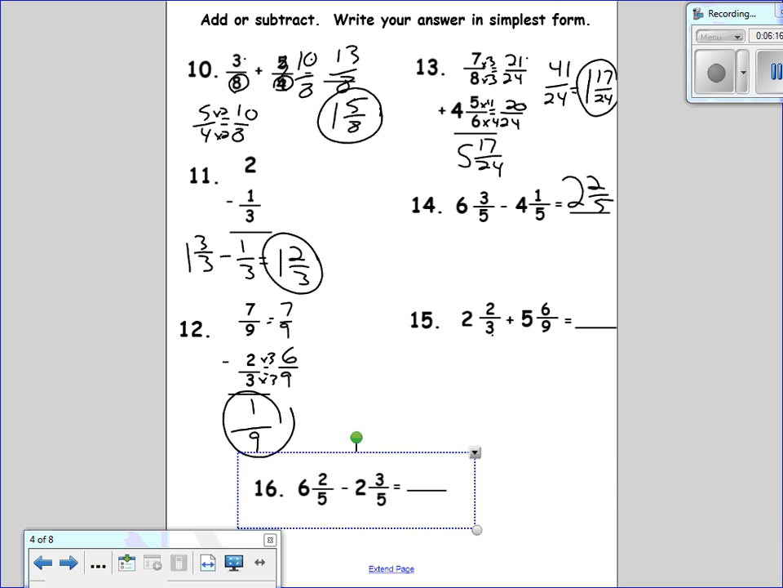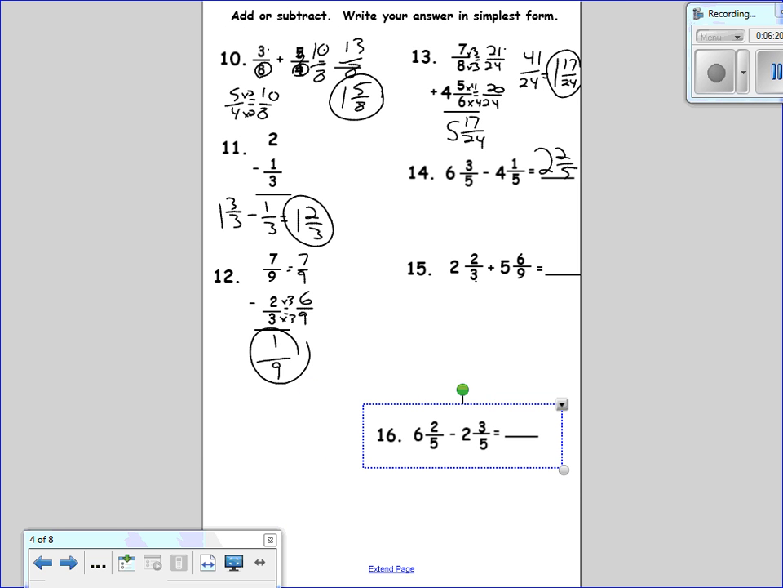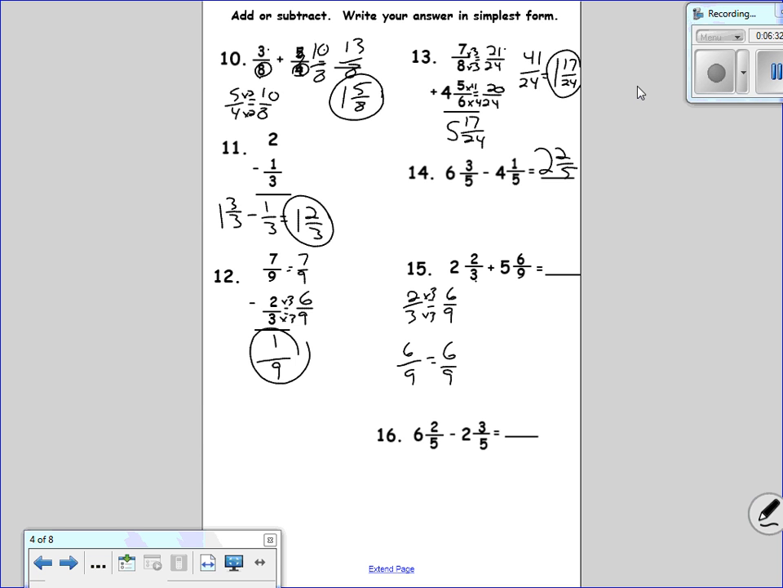Move this down a little bit. Give us some extra space. Perfect. 2/3, 6/9. Into 9, into 9. This stays as a 6. This goes times 3 gives me 6. So I'm going to rewrite this problem as 2 and 6/9 plus 5 and 6/9.